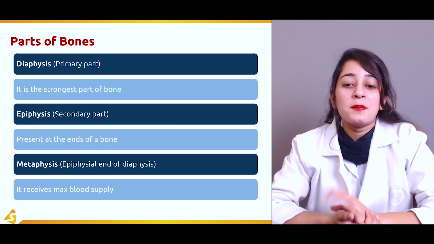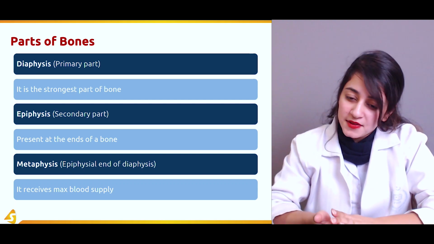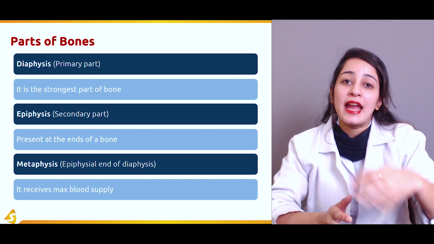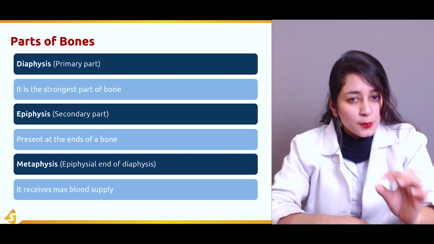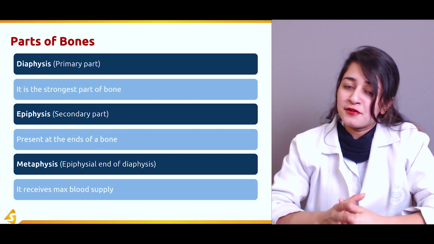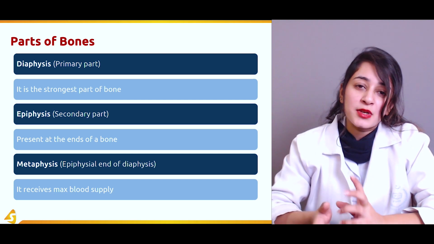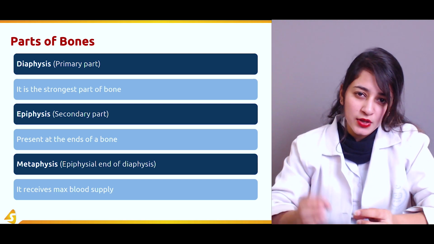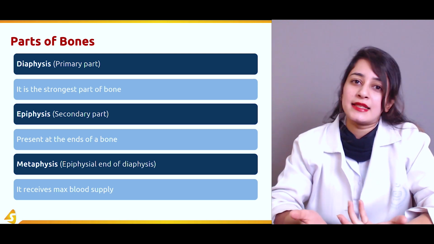We have parts of bones. We have a diaphysis, that's the primary part. Then we have the epiphysis, that's the secondary part. And then we have the metaphysis, that is the epiphyseal end of the diaphysis. The diaphysis ends at the epiphysis, so that point, that junction, is known as the metaphysis. The diaphysis is the strongest part of the bone, and the epiphysis is present at the ends of the bones. The metaphysis receives maximum blood supply. We have a large number of divisions of blood supply at this point, so it receives maximum blood supply.